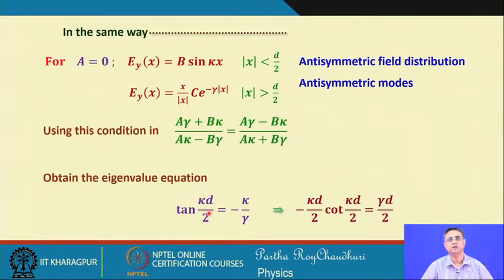Now, to look for the solution of the modes, in the same way, A equal to 0 and e to the power gamma x, this will be the field solution, and that corresponds to antisymmetric modes, and the evanescently decaying field will be the same. Using this condition, I can again arrive at a condition which will be the eigenvalue equation for the antisymmetric modes. We can actually put two of them together in one compact eigenvalue equation, which will represent both symmetric and antisymmetric modes.